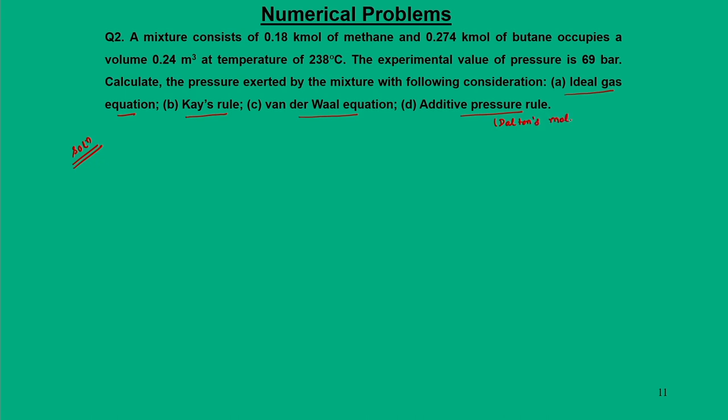Okay. So, now we will try to evaluate them one by one. What is the data that is given? A mixture consists of 0.8 kilomole of methane and 0.274 kilomole of butane, and it occupies a volume of 0.24 meter cube and temperature of 238 degree centigrade.